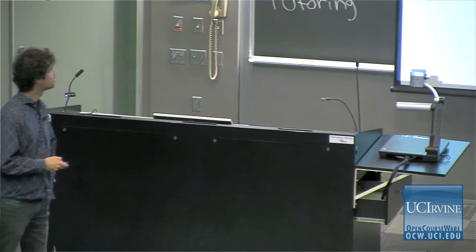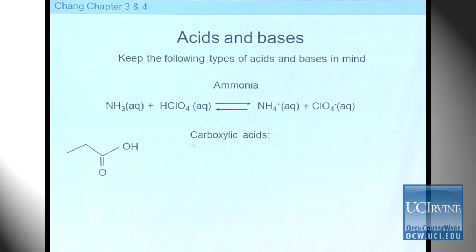Okay. Carboxylic acids are an important class of acids. We've seen them in our line structures quite a bit. The carboxylic acid has this unit here. It has a carbon with one double bond of oxygen and then one OH attached to it. That is called the carboxylic acid.